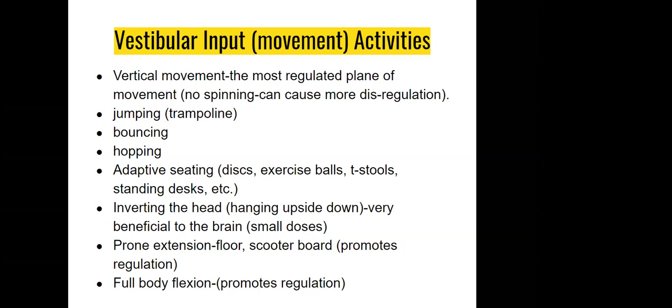Inverting the head, so hanging upside down on the monkey bars maybe for a little bit, or have them lay upside down on your couch. This can be very beneficial to the brain, of course, in small doses. It could really help organize our sensory systems and our nervous systems. Prone extension on the floor, so that just means laying on their tummy or on the scooter board, can help promote regulation. Also full body flexion, so maybe getting into a ball or doing a child's pose, incorporating some yoga into classrooms or at home.